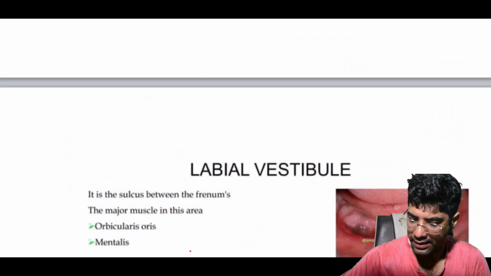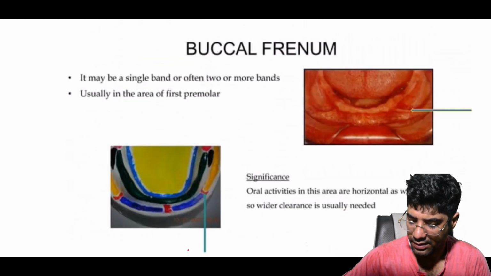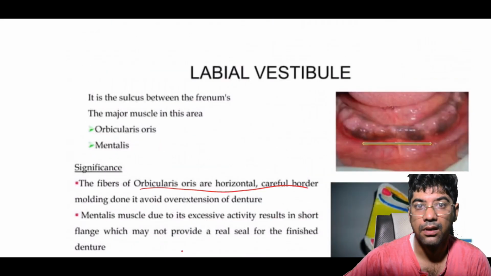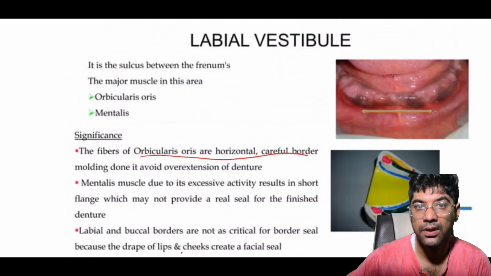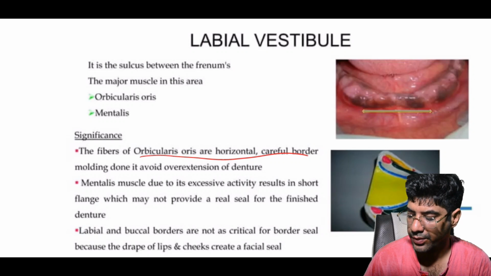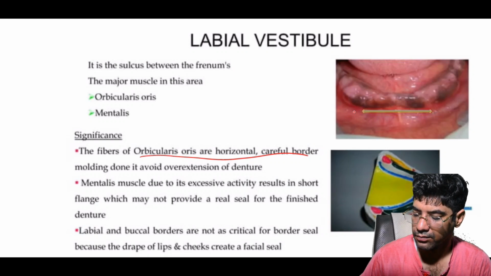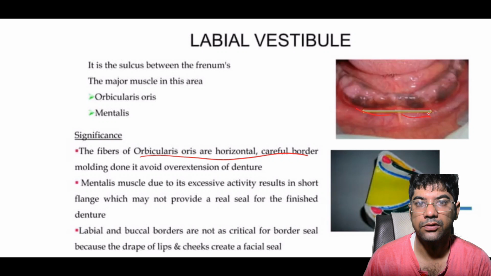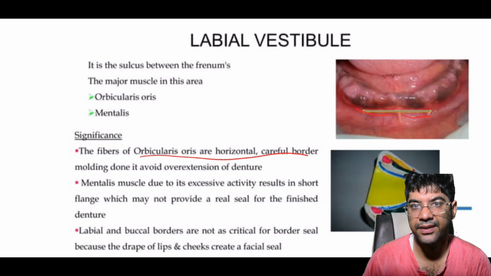Next structure is the labial vestibule. So this one is the labial vestibule. The labial vestibule is the space between the residual alveolar ridge and the lips. So this area impacts the lip support and the denture design.